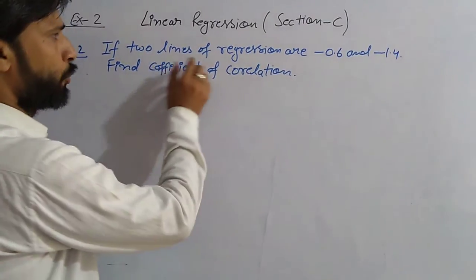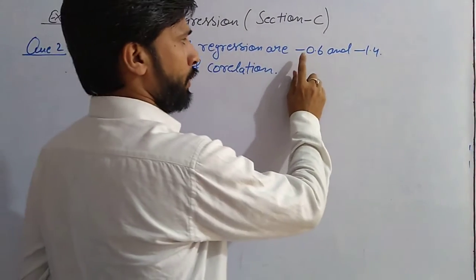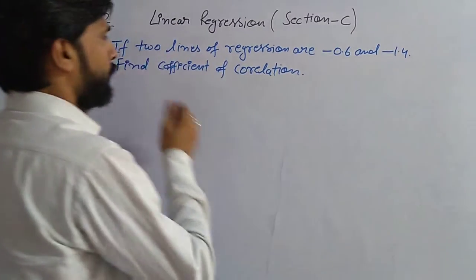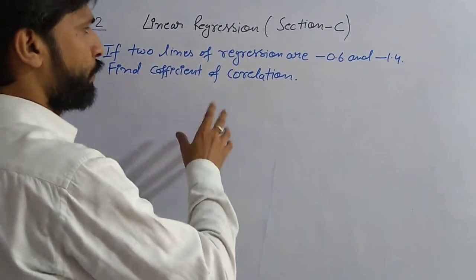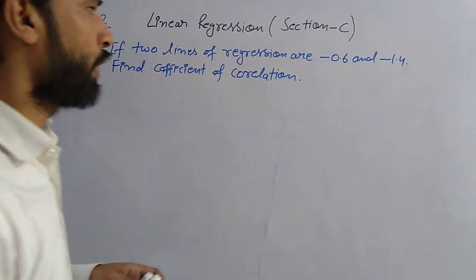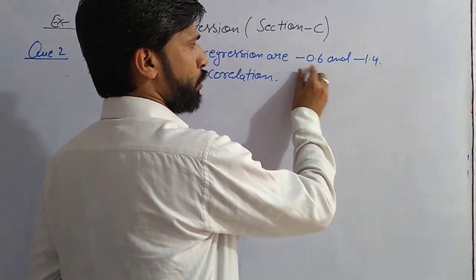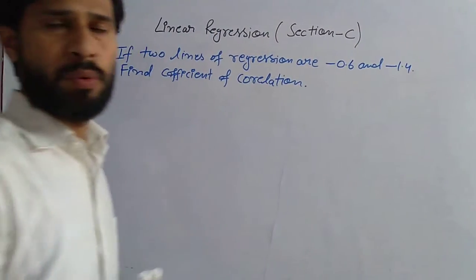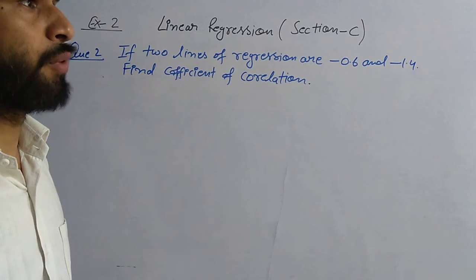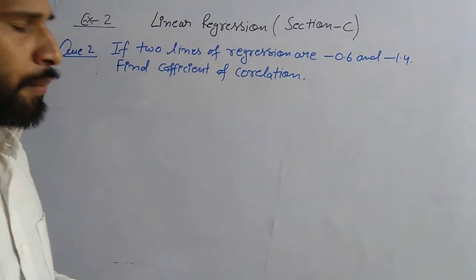Second question is: if two lines of regression have regression coefficients given as minus 0.6 and minus 1.4, then find the coefficient of correlation.